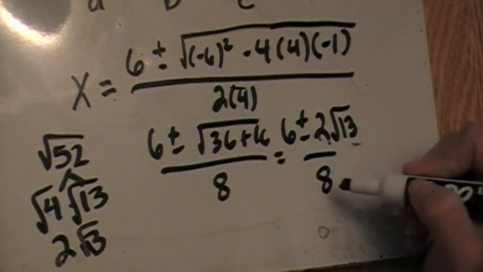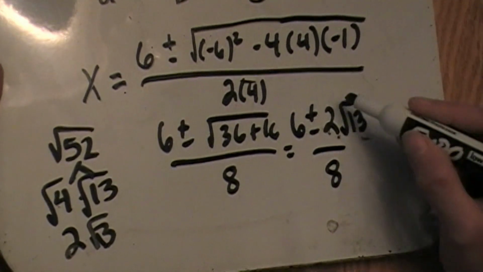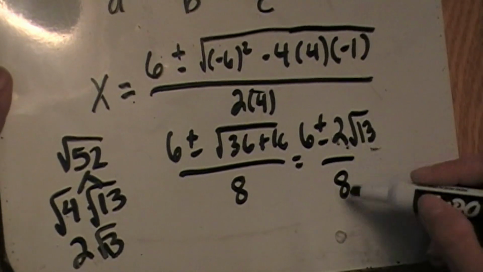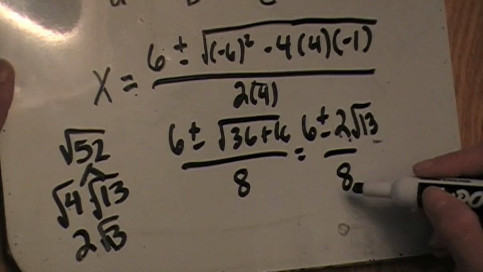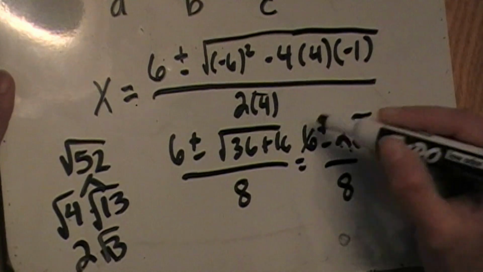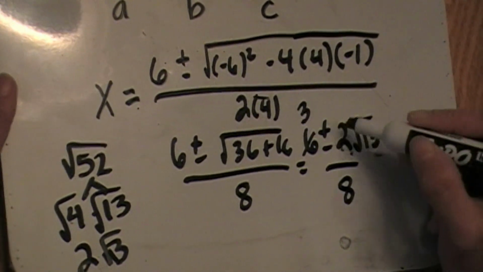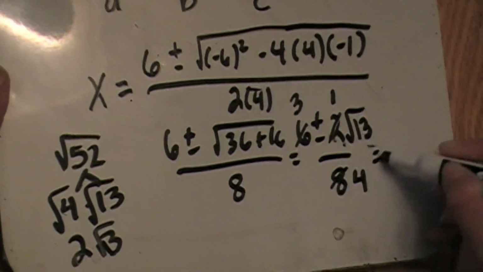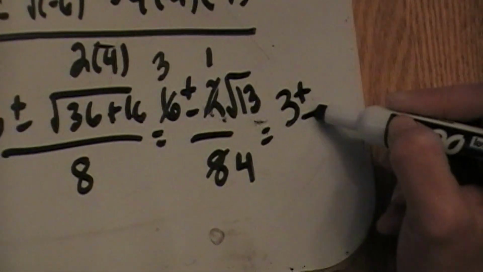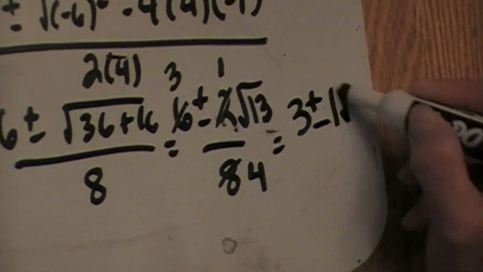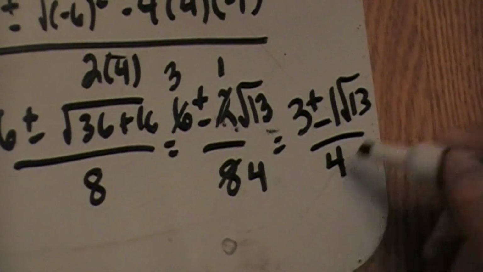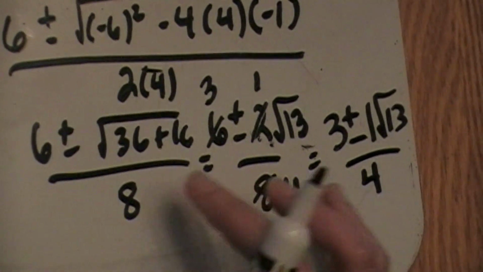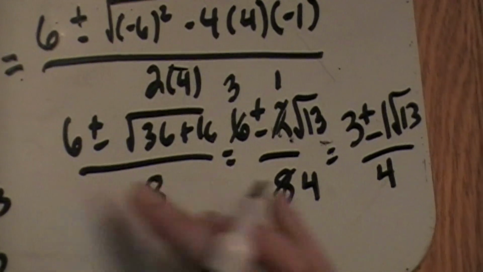So now notice there is a common factor of 2 in this term, in this term, and this term. Because there is a common factor of 2 in all terms, then we can divide 2 from every term. Divide 2 from 6 and you get 3. Divide 2 from 2 and you get 1. Divide 2 from 8 and you get 4. So the correct answer is 3 plus or minus square root of 1 times the square root of 13 over 4. This is the answer D. This was one of the common mistakes. Again, just need to make sure you're careful and simplify when necessary.